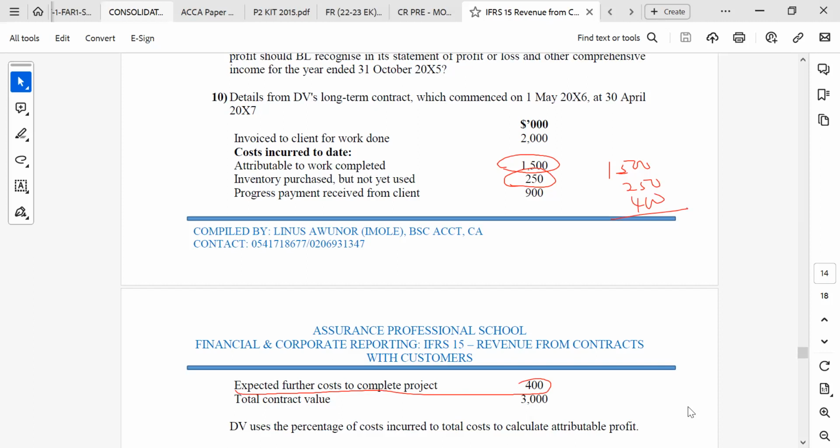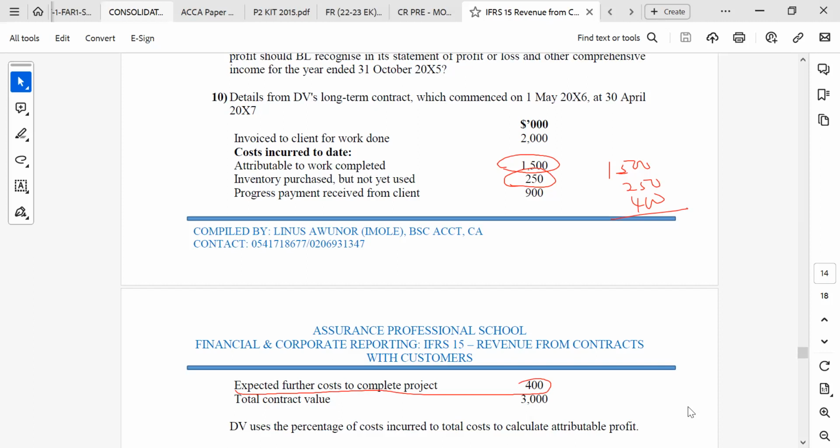Maybe you can also buy an asset that you will not be using up. But since the asset will be used on the contract, we take that particular cost of buying the asset as also part of the cost to complete the contract.